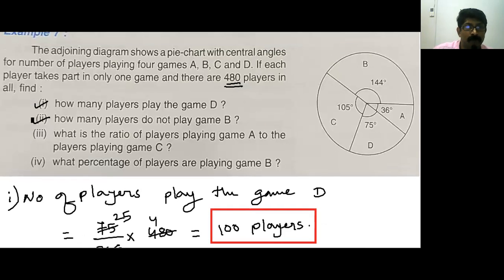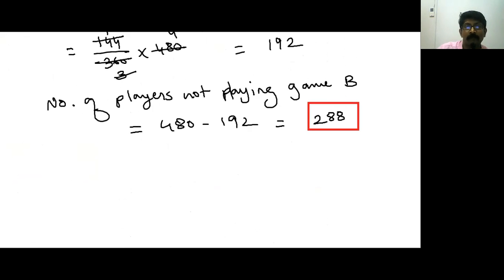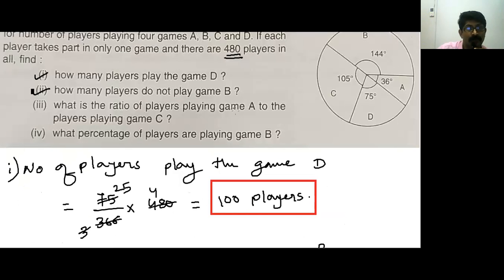Okay, the next part of the question says: what is the ratio of players playing game A to the players playing game C? So A is to C. Here this is 36 and this is 105. So how am I going to do that? First of all, we're going to calculate the number of players playing game A, and then the number of players playing game C, and then we can just divide that.